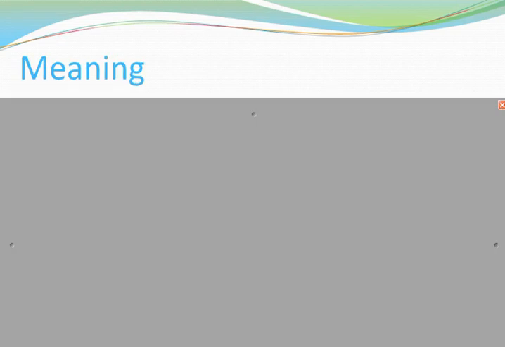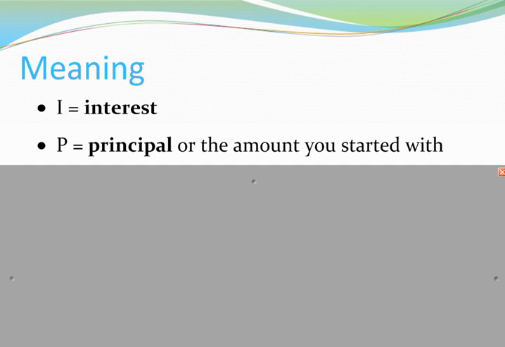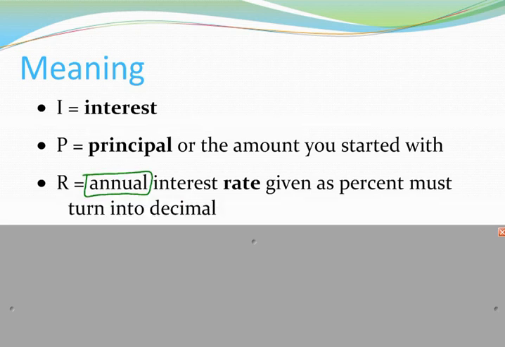These things stand for: I is the interest. P is the principal, or the amount that you started with. How much you started off with. R is the annual interest rate. Notice the word annual here. Given as a percent, and it must be turned into a decimal, just like you were doing with sales tax and discount.